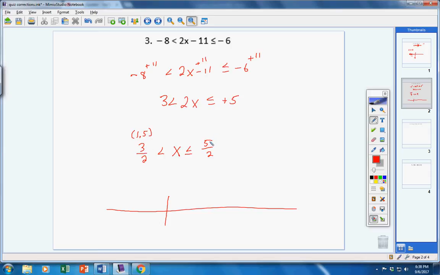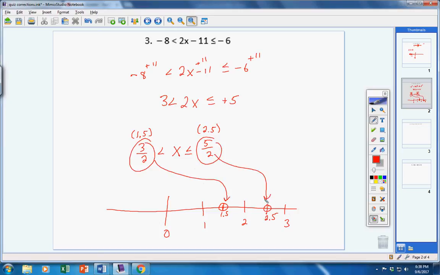1.5. And 5 over 2, which is the same thing as 2.5. So your critical values are going to be 1.5, so about right here, 1.5. We put a point there, and then 2.5. So we put a point there, okay? See how I did that? This number right here, this number right here, okay?